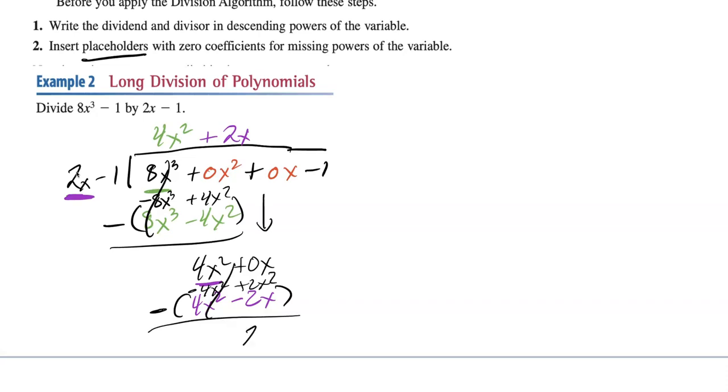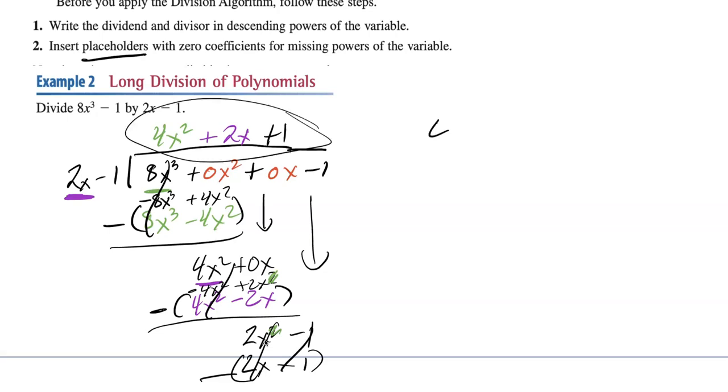These cancel, I get 2x, and then bring down that one. And then the last one, what I multiplied 2x by to get 2x. Actually, why did I put it squared? There should not be a square there. It should just be 2x. Sorry about that. What I multiplied 2x by to get 2x? 1. So, plus 1. And then when you subtract, again, put parentheses. Oh, these all cancel out. That's my answer. In this case, we have no remainder.